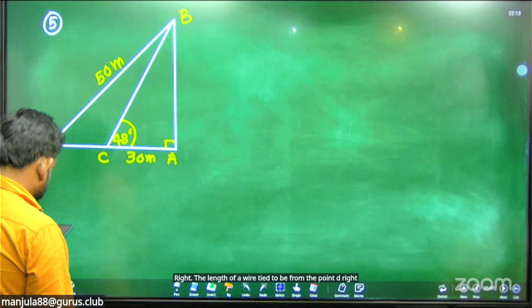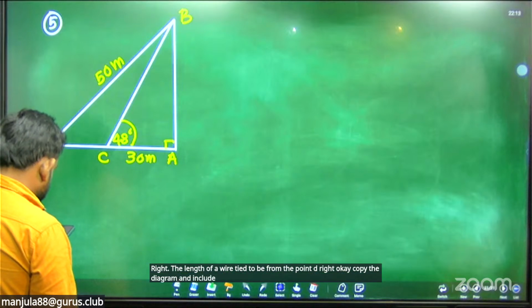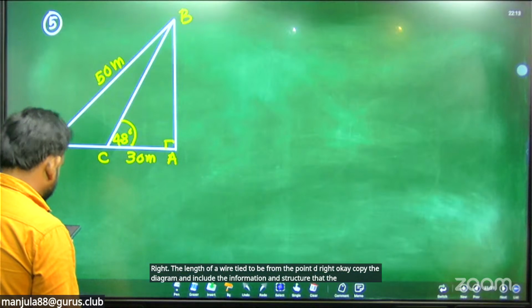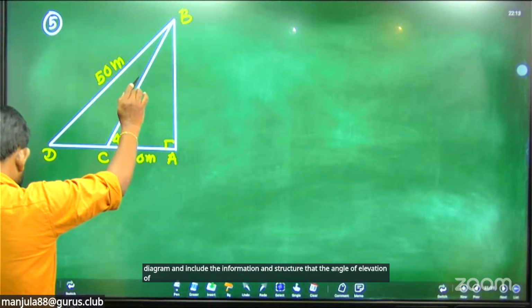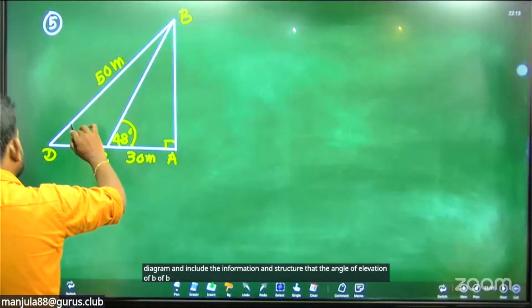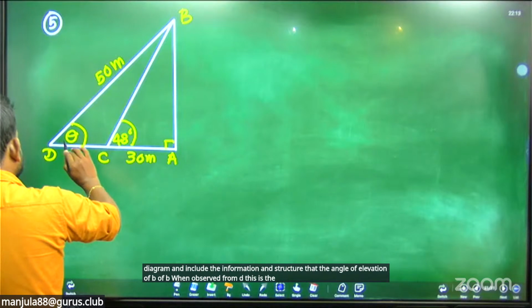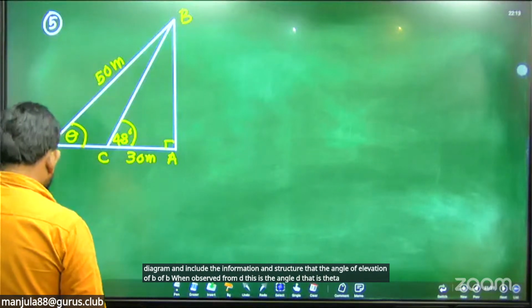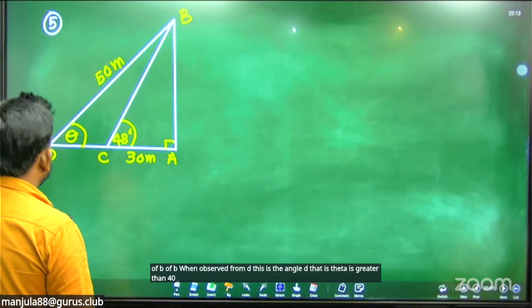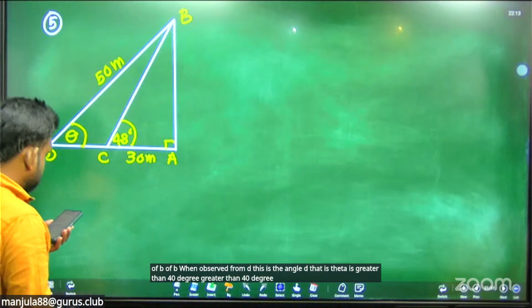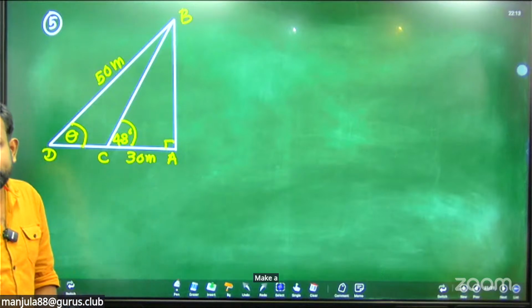Copy the diagram in the answer sheet, include the wire information, and show that the angle of elevation of B when observed from D, this angle D, that is theta, is greater than 40 degree.